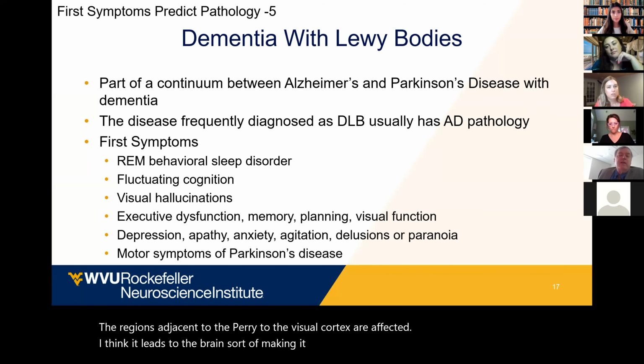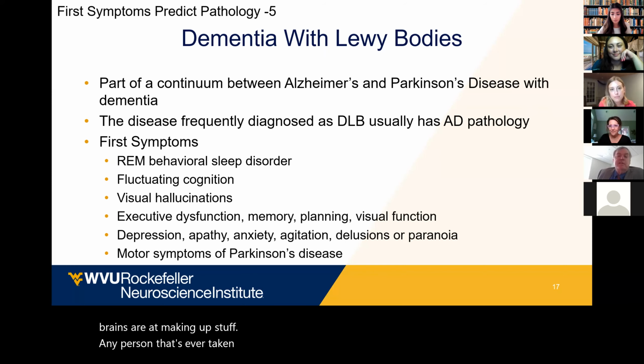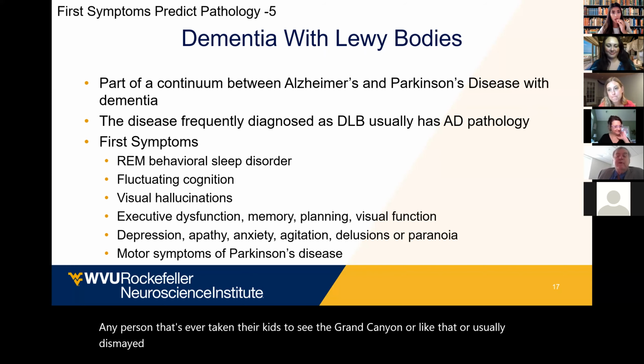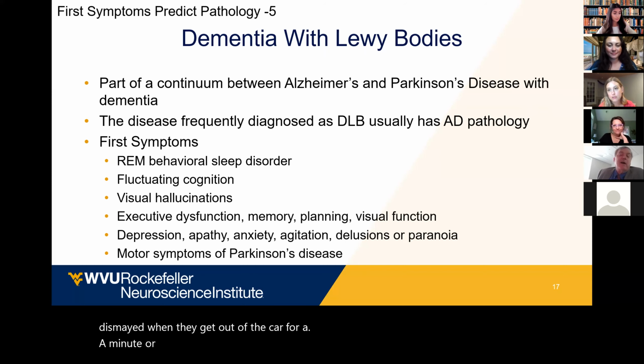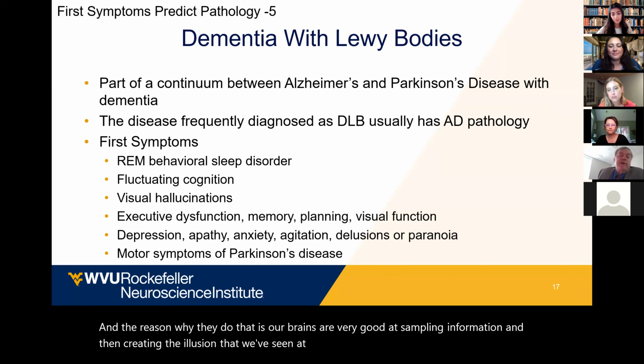Most people don't realize how good our brains are at making up stuff. Any person that's ever taken their kids to see the Grand Canyon is usually dismayed when they get out of the car for a minute or two and then get back in the car. The reason is our brains are very good at sampling information and then creating the illusion that we've seen it all. In fact, it's really easy to demonstrate to yourself.